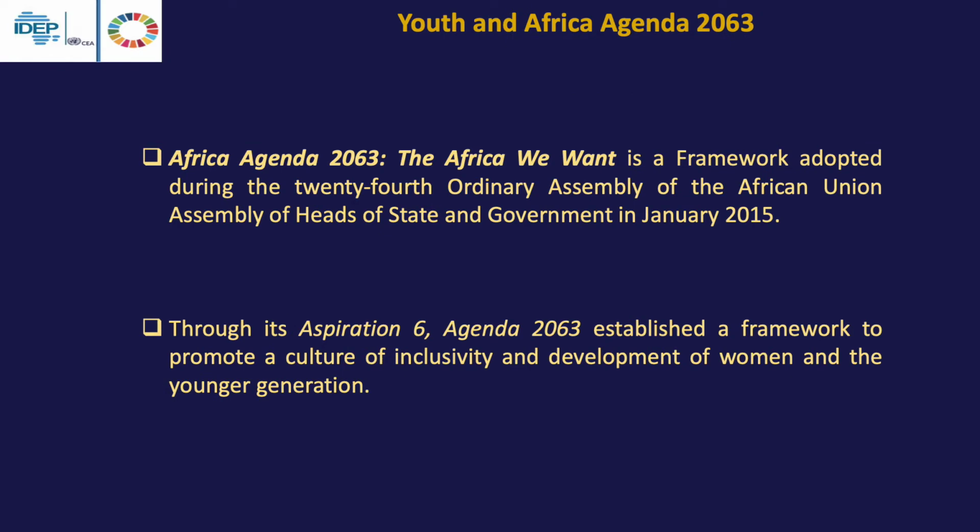So here we are looking at Youth and Africa Agenda 2063. Agenda 2063, the Africa We Want, is a framework adopted by the 24th Ordinary Assembly of the African Union Assembly of Heads of States and Government in January 2015. One of the key things about Agenda 2063 as regards young people is that in its aspiration 6, Agenda 2063 established a framework that promotes a culture of inclusivity and development of women and the younger generation.